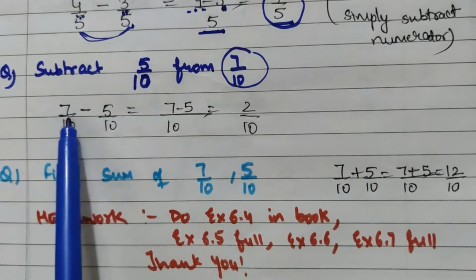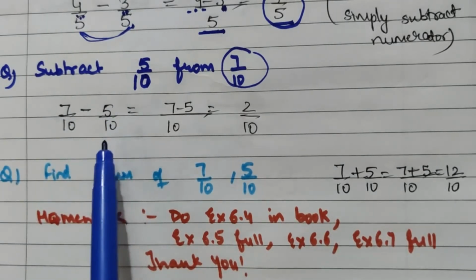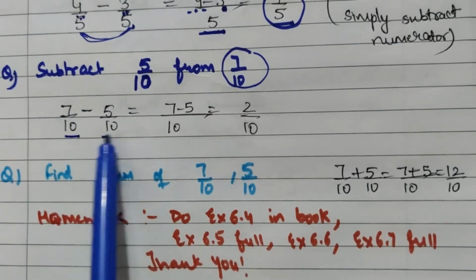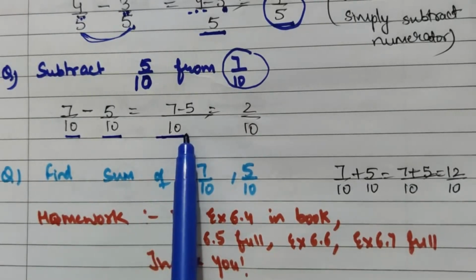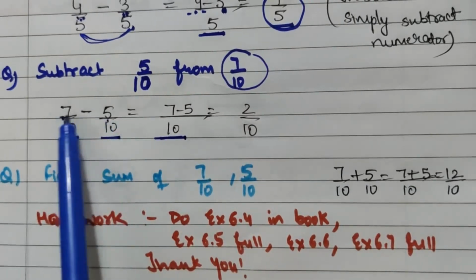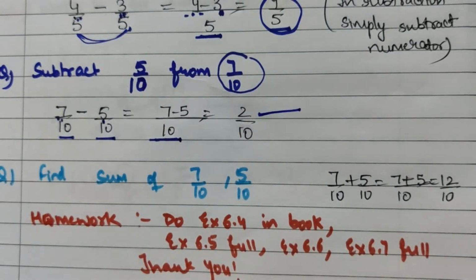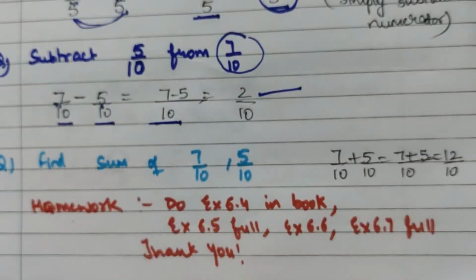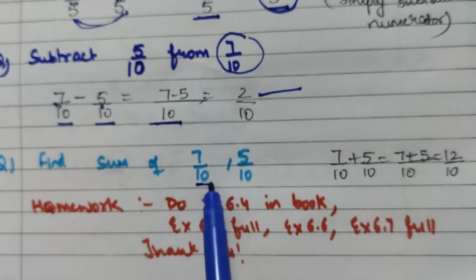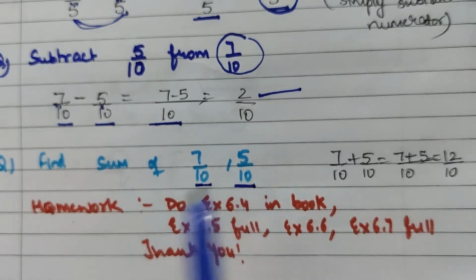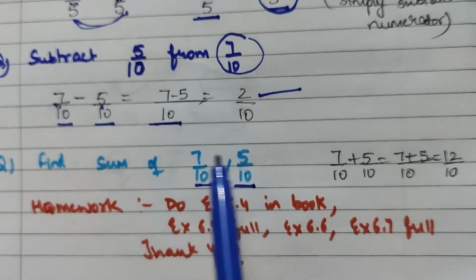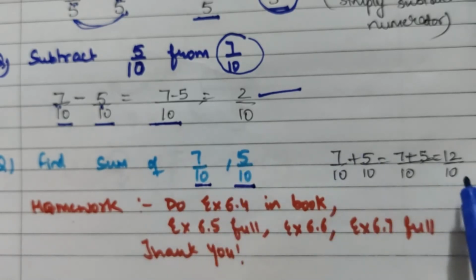That is 7 by 10 minus 5 by 10. Now see again, denominators are the same, keep it the same and subtract the numerators. We get 2 upon 10. Last, you have to find the sum of 7 by 10 and 5 by 10. Again the denominators are the same, so simply add the numerators, we get 12 upon 10.